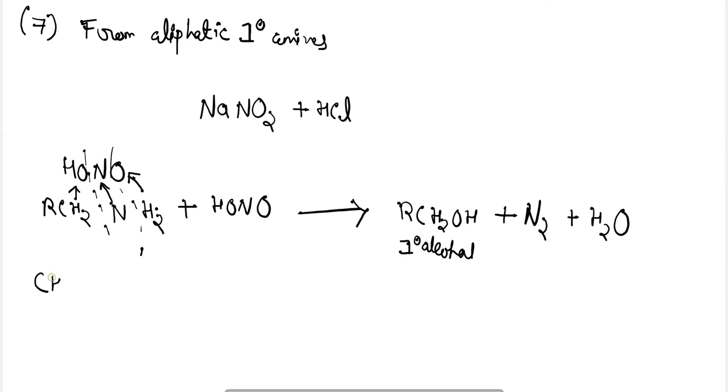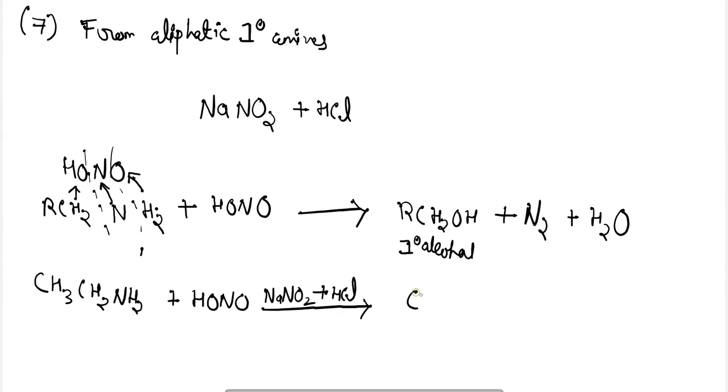Taking an example here, CH3CH2NH2 with HONO, where nitrous acid is formed by NaNO2 plus HCl, it will give CH3CH2OH, that is ethanol, with dinitrogen and water.